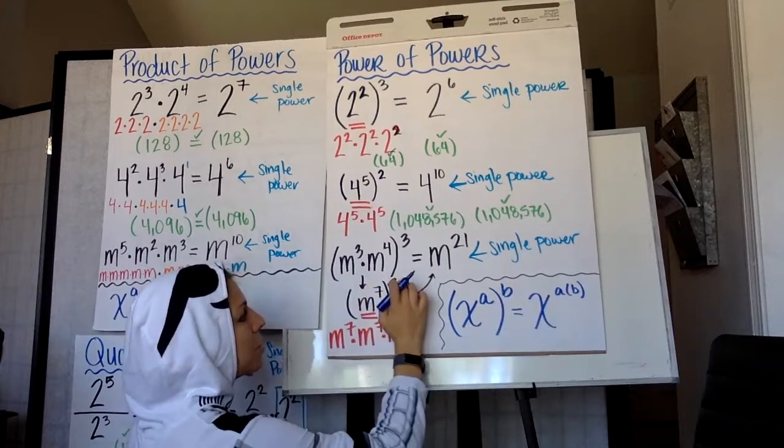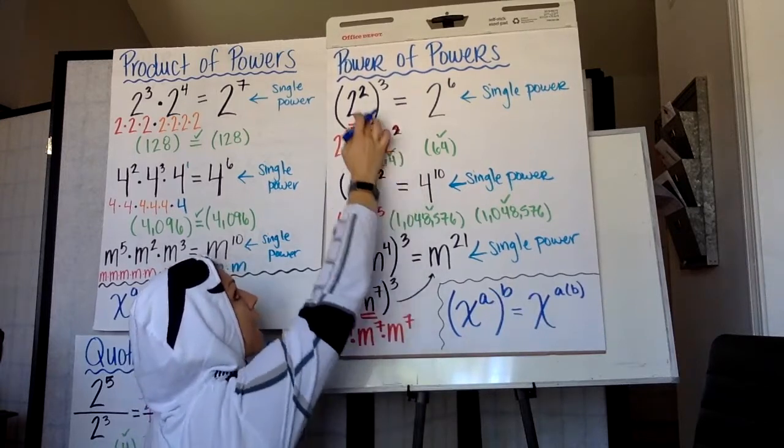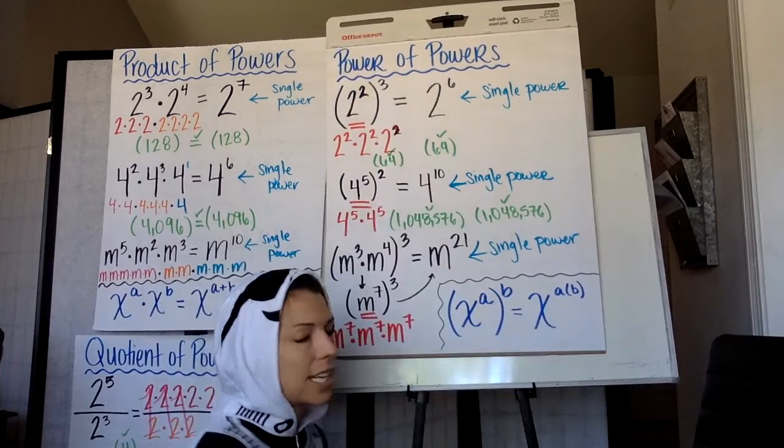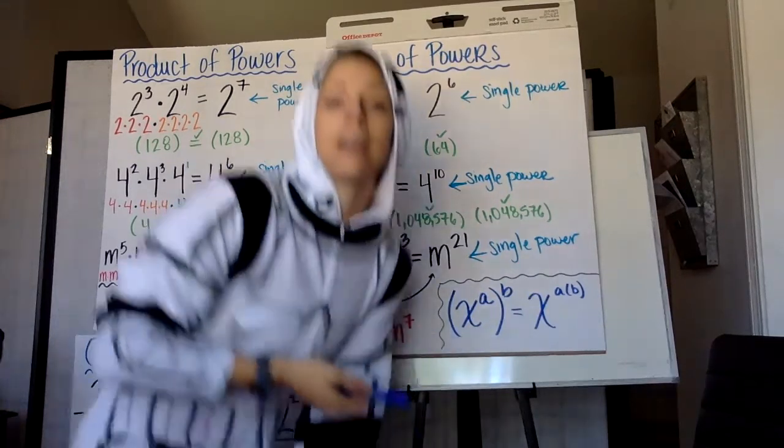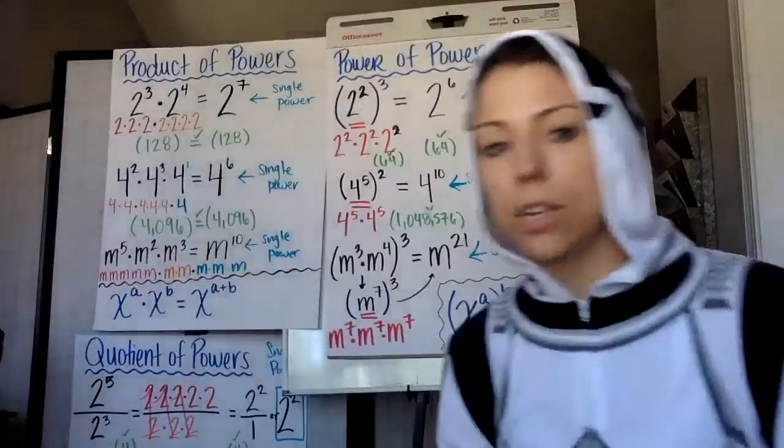I added 7 3 times. I added 5 2 times. I added 2 3 times. And as we saw in our last video, repeated addition is just multiplication. I know, totally crazy, right?